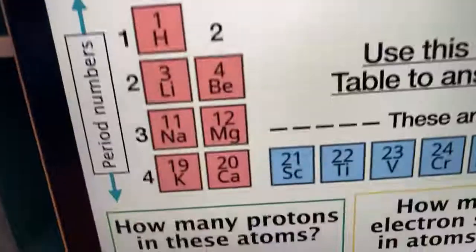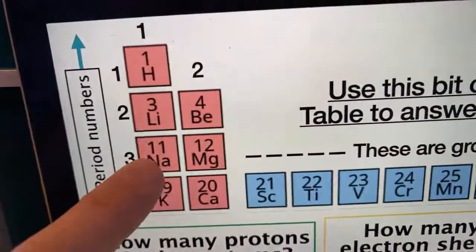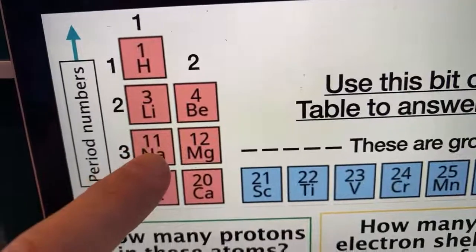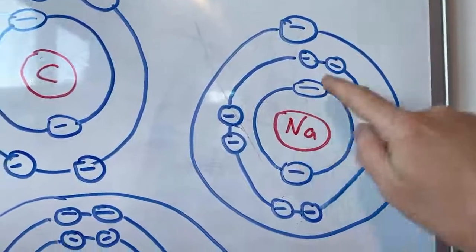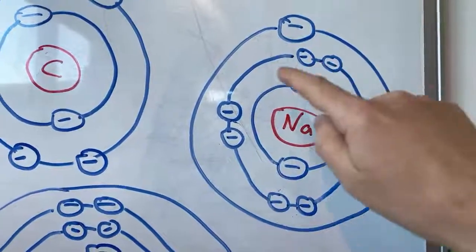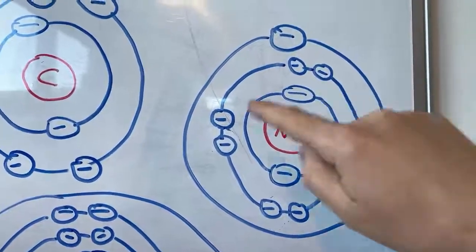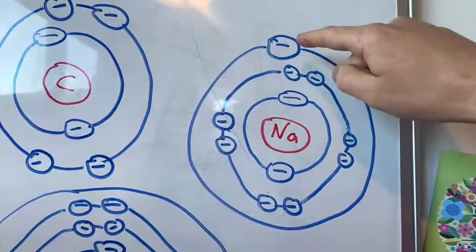So if we find sodium on the periodic table, it's got 11 protons, so it's going to have 11 electrons as well. So the first shell has 2 electrons. The second shell has 8 electrons, so that takes me up to 8 plus 2 is 10. So I've only got 1 left, so I needed to add another shell. So sodium has 3 shells.